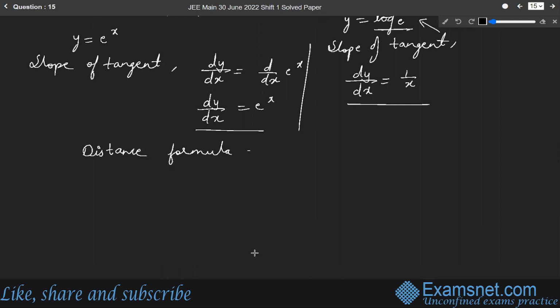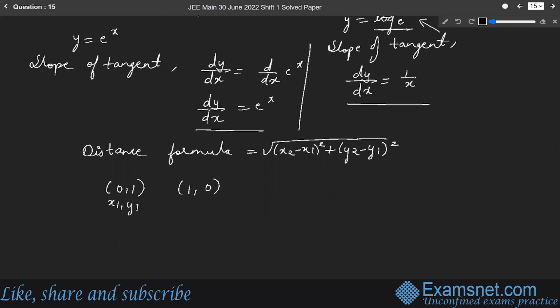And what is the distance formula? It is under root of (x2 minus x1) square plus (y2 minus y1) square. Now, what are the 2 points? The first point is 0, 1 and the second point is 1, 0. So consider it as x1, y1 and consider it as x2, y2. All right. So if we use the distance formula here, we will have under root of (x2 minus x1). What is x2? 1 minus x1. x1 is 0, square, plus (y2 minus y1). 0 minus y1 is 1, square.